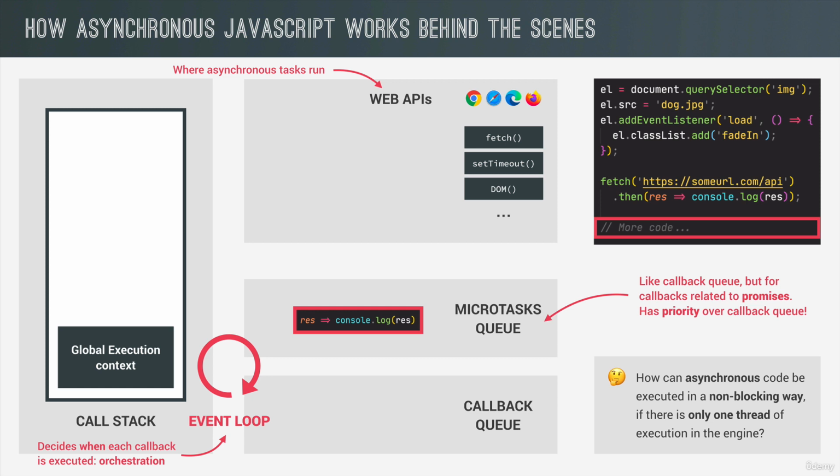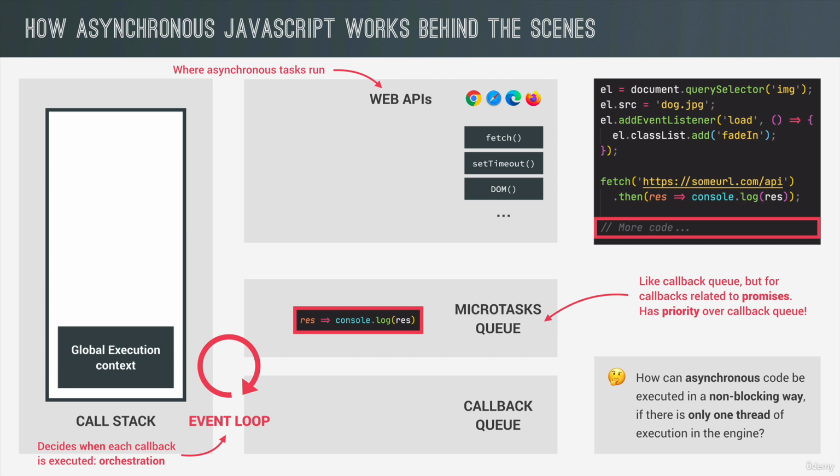So at the end of an event loop tick, so after a callback has been taken from the callback queue, the event loop will check if there are any callbacks in the microtasks queue. And if there are, it will run all of them before it will run any more callbacks from the regular callback queue. And by the way, we call these callbacks from promises microtasks, and therefore the name microtasks queue. And there are actually other microtasks, but that's not relevant here.